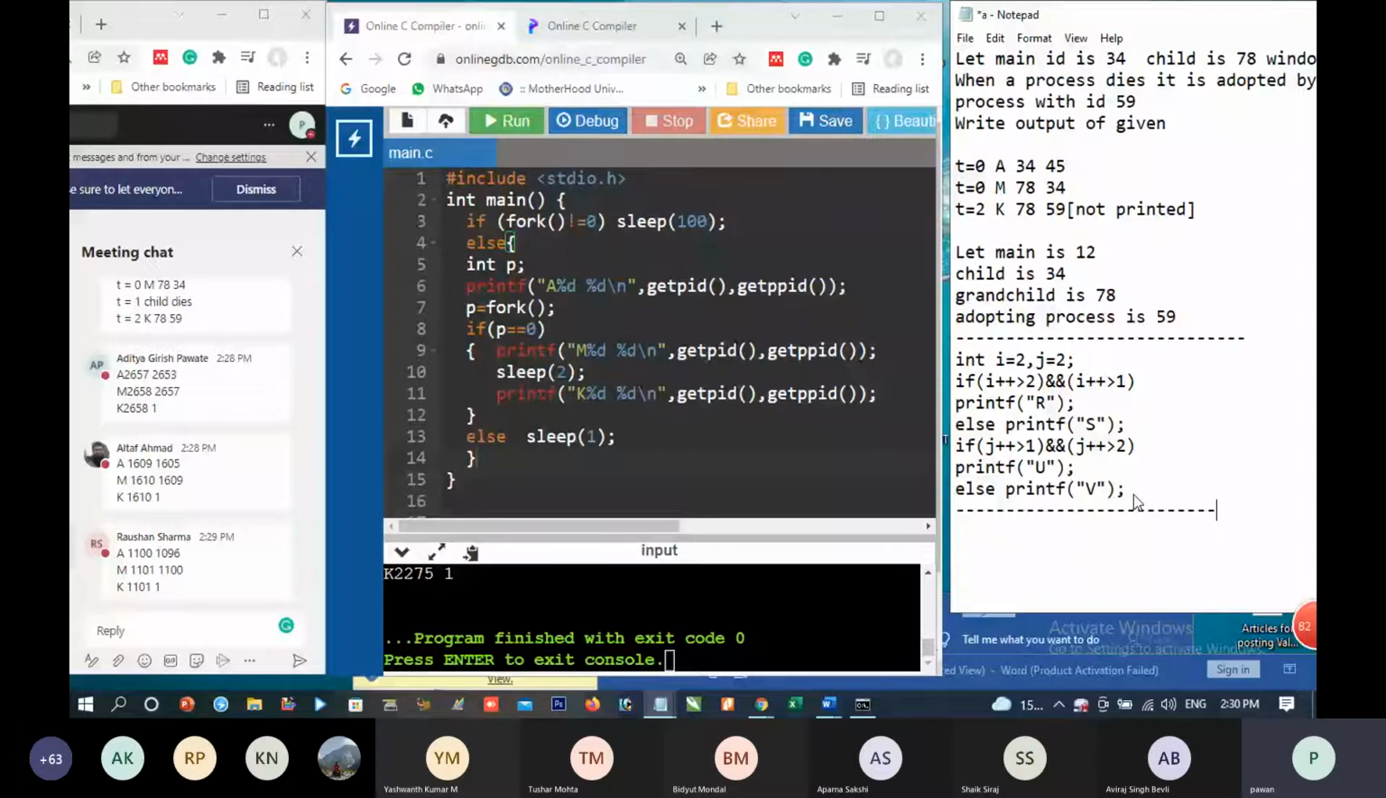Good. Start the GDB editor. And meanwhile, those people who have done it, let us see what is the output of this particular program. Sir, you need to scroll down. Oh, I need to scroll down. Yes.